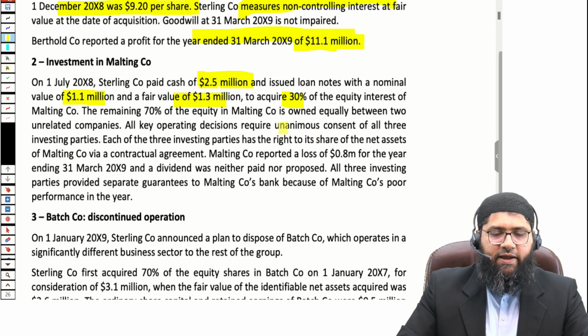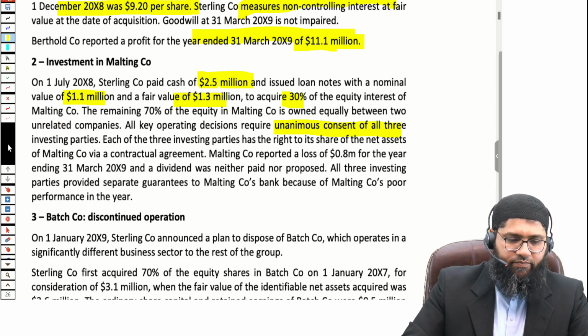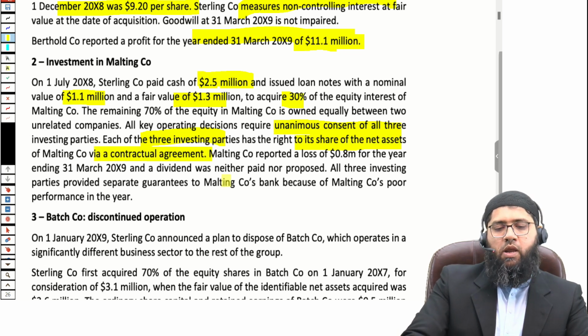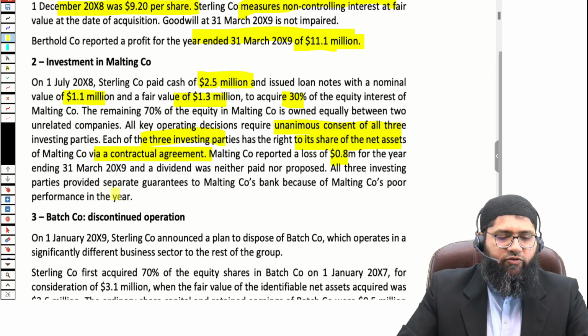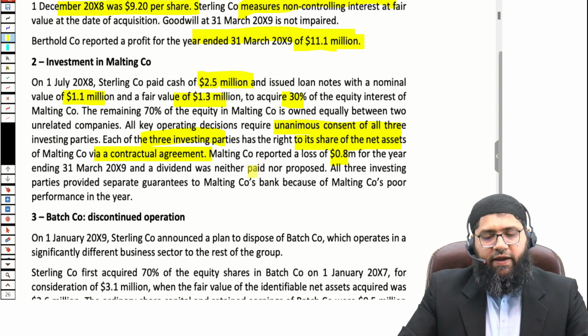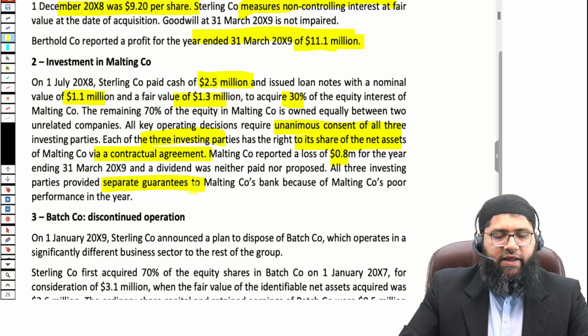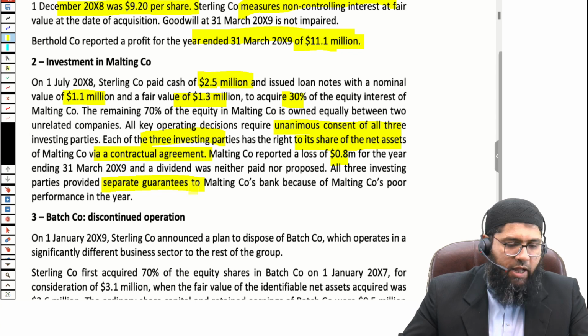All key operating decisions require unanimous consent of all three investing parties. Each of the three investing parties has the right to its share of net assets via a contractual agreement. Malting Company reported a loss of 0.8 million for the year ended, and a dividend was neither paid nor proposed. All three investing parties provide separate guarantees to Malting's bank because of Malting's poor performance in the year. So what do you think the accounting for this should be?